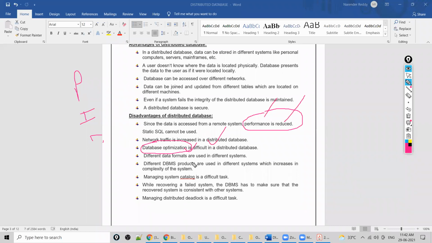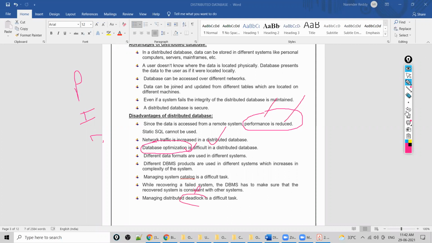Different DBMS products we can use. Next, managing system catalog is difficult. System catalog is a difficult task. Next, while recovering a failed system, the DBMS has to make sure that the recovery system is consistent. No need to remember this one, madam. We cannot handle deadlock. Simple.